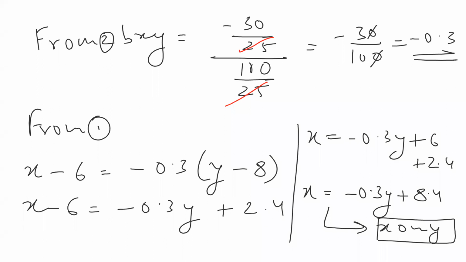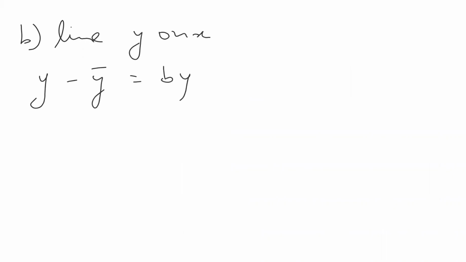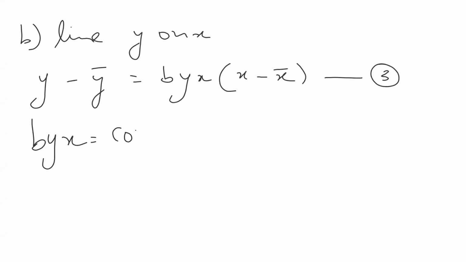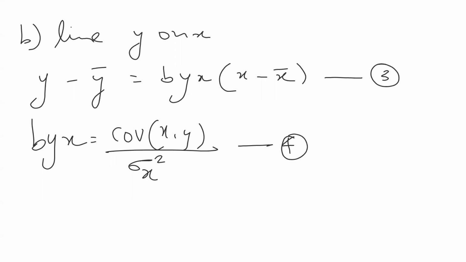Now secondly, we also have to calculate the other line, that is line y on x, y minus y bar equals byx into x minus x bar, equation 3. byx is covariance of xy upon standard deviation of x square, right? Equation 4. Now we have already calculated covariance of xy earlier for the first part of the problem.